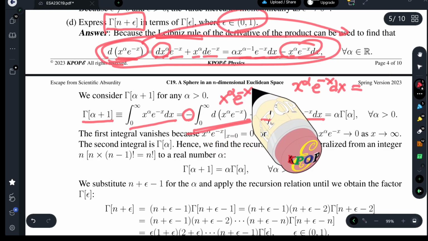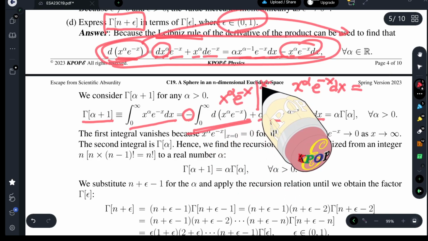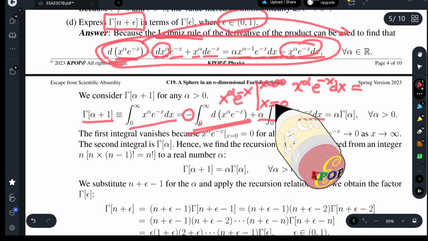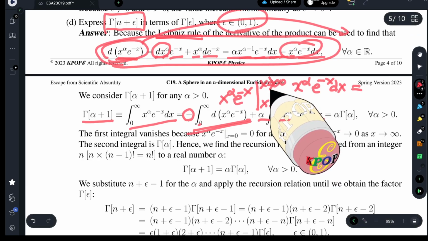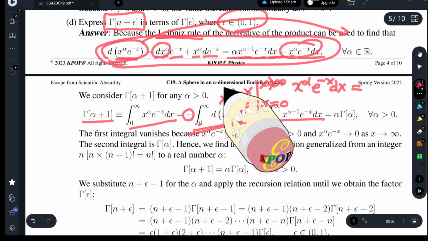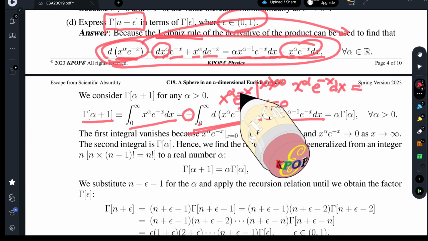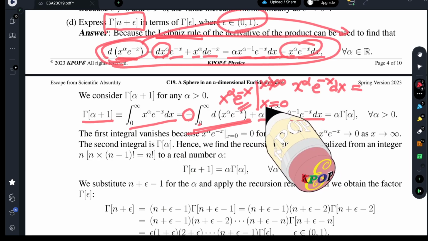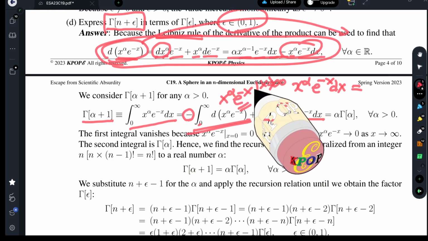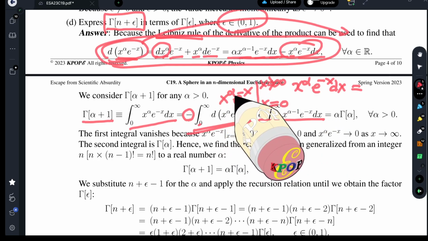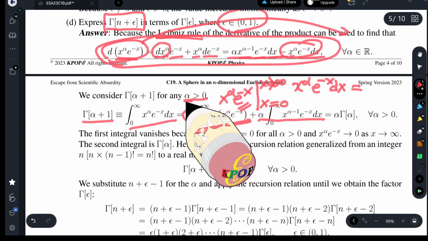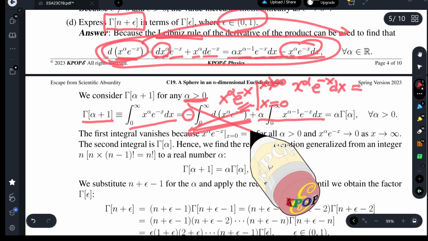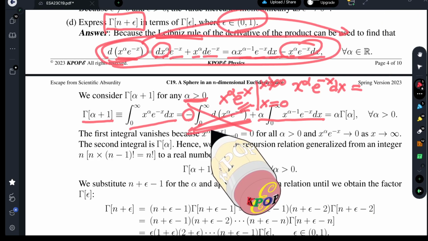The indefinite integral is this, and we have to substitute x equals infinity and substitute x equals 0 and subtract them. As x goes to infinity, regardless of the power, the exponential kills the integrand. And in the limit as x goes to 0, the exponential is finite. However, x to the alpha, because alpha is positive, vanishes. So this term is exactly 0.